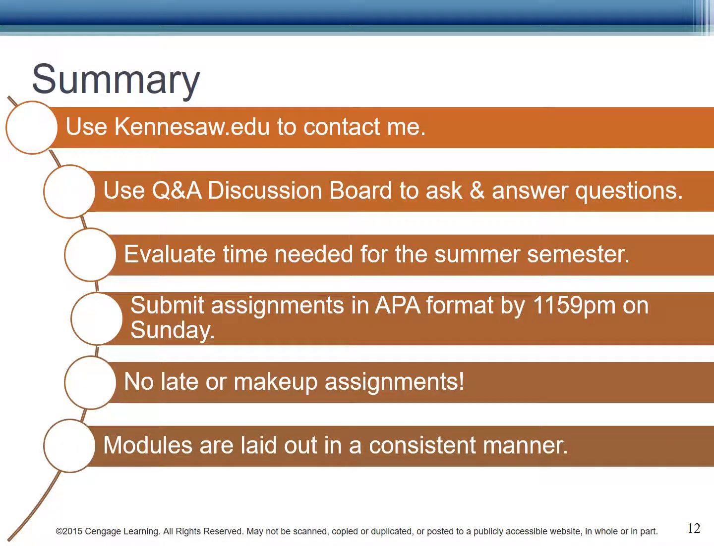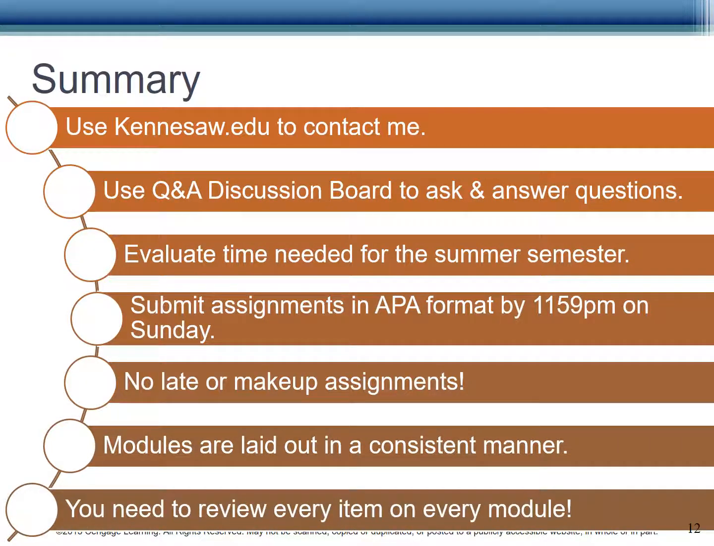Modules are laid out in a consistent manner. Review them and let me know if you have questions or if you notice inconsistencies. You need to review every item on every module. If not, you may miss important points.